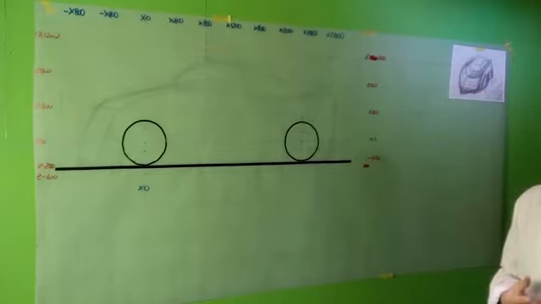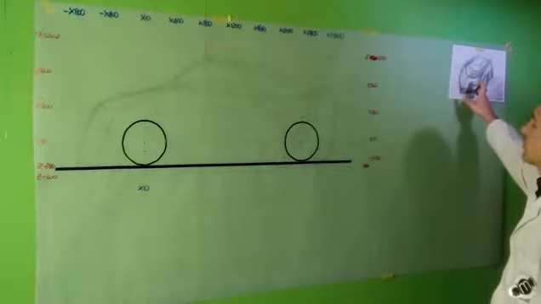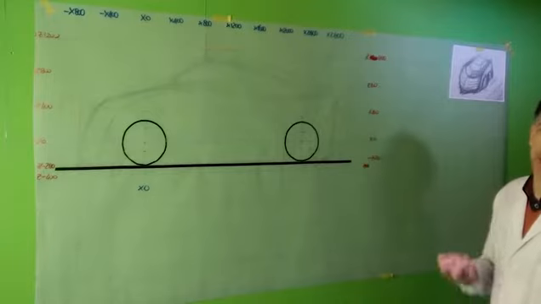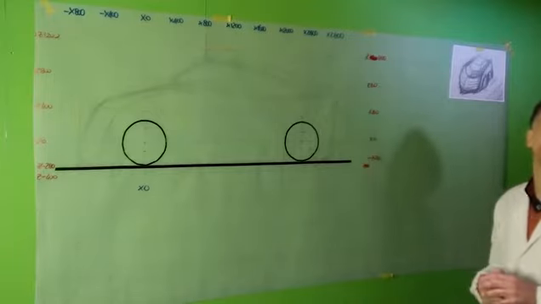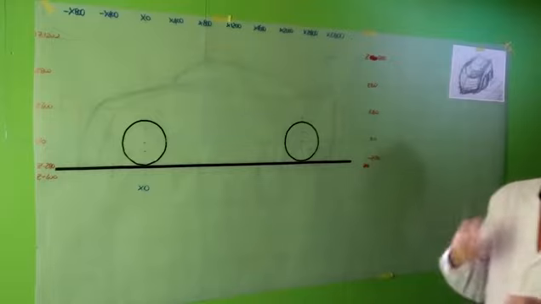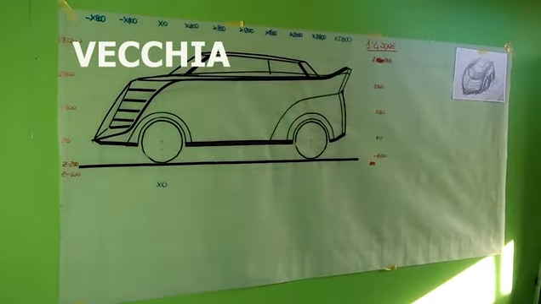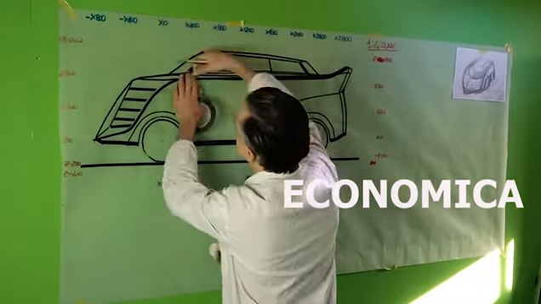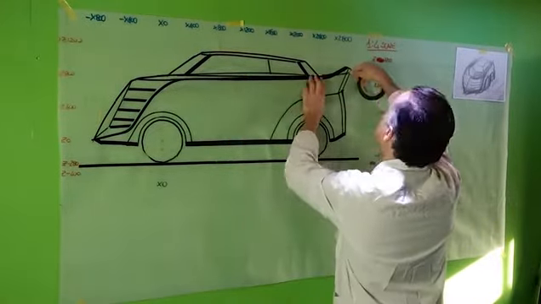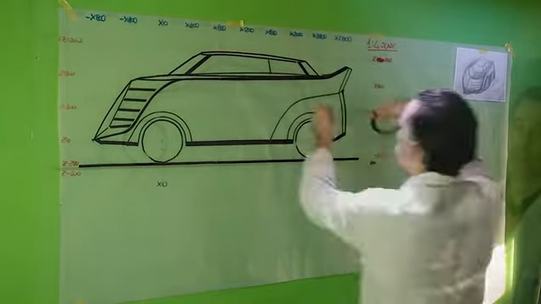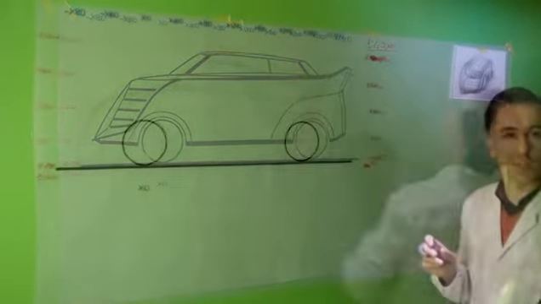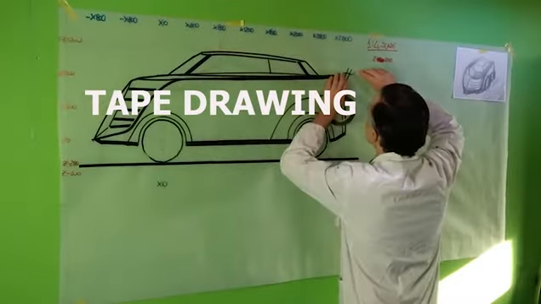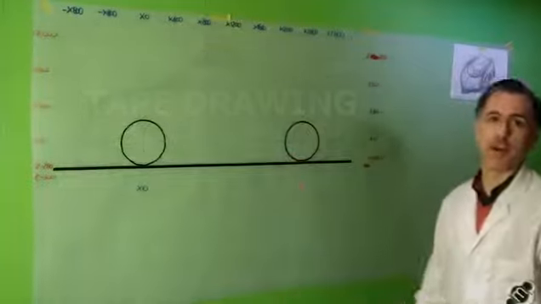Now, the first difficulty facing the designer is to transform this sketch into something that has real dimensions. And we will do it not through a modern specific software, but through an old technique, but still performing and above all very economical, a technique that allows you to do any design object and to be able to control its volumes and dimensions. This technique is called tape drawing.